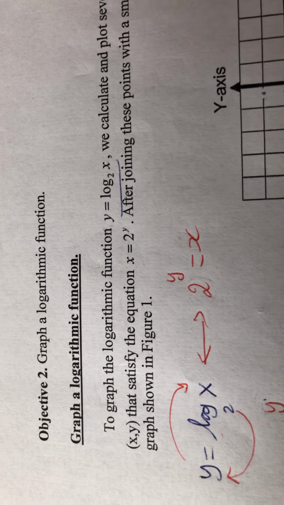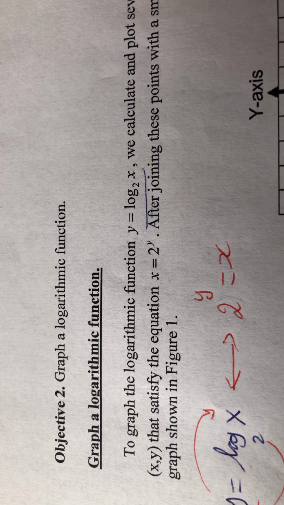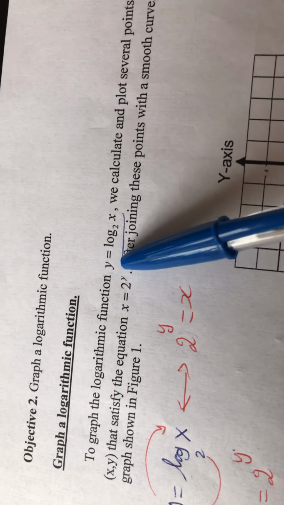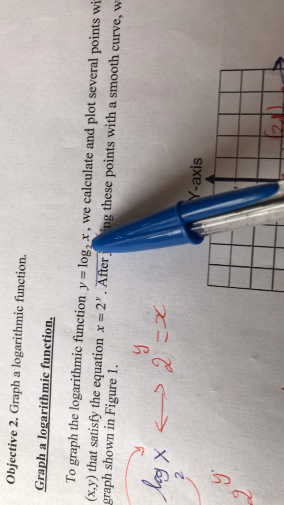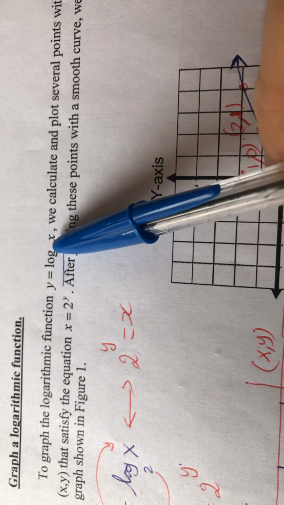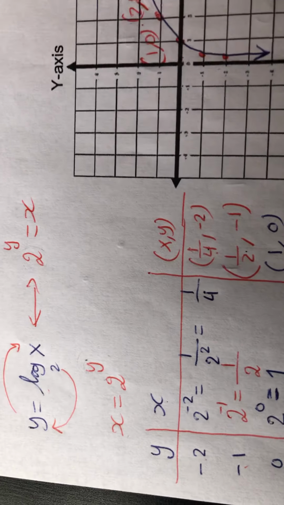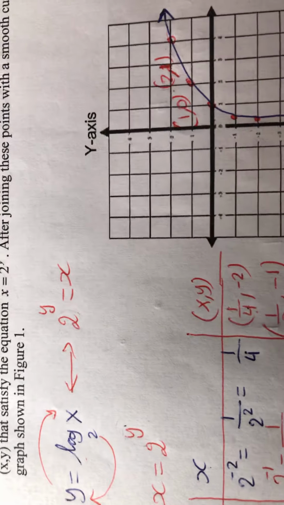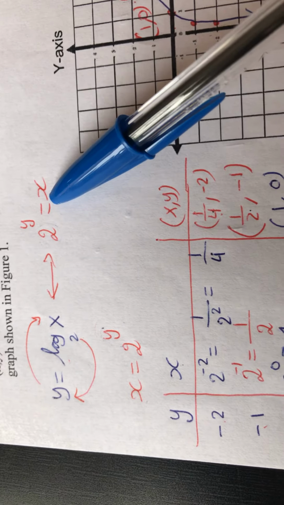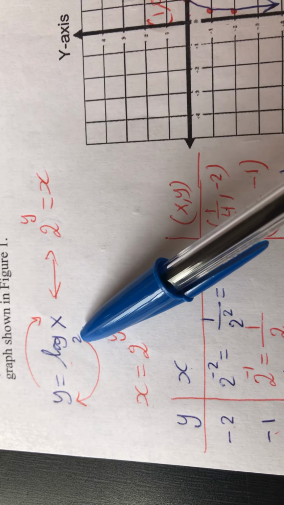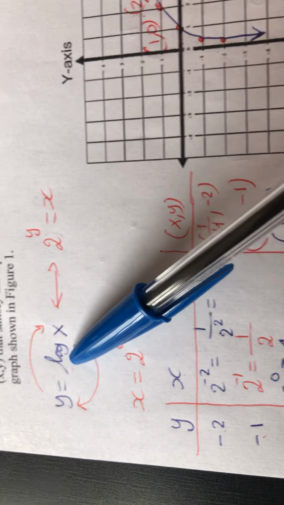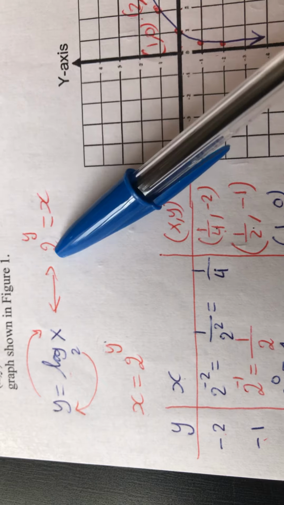Objective 2, graph a logarithmic function. If we need to graph this logarithmic function, y equals log with base 2 of x, first convert this logarithmic function into exponential. So now y equals log with base 2 of x is equivalent to this exponential. We start from the base. The base here is 2. So 2 to the power y equals x. So now this logarithmic function is equivalent to this exponential.